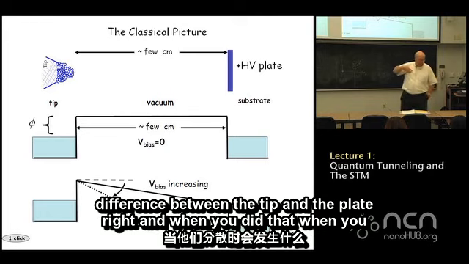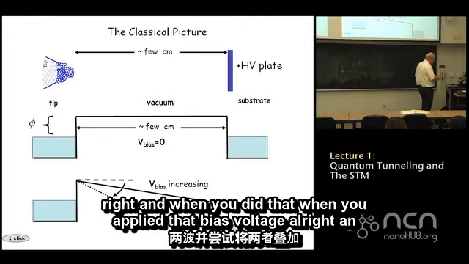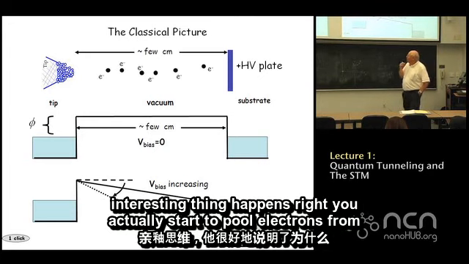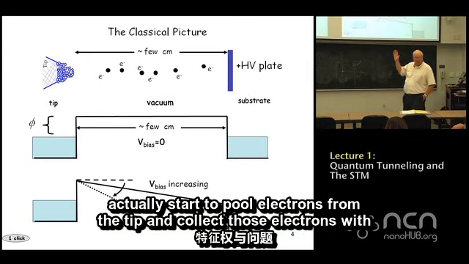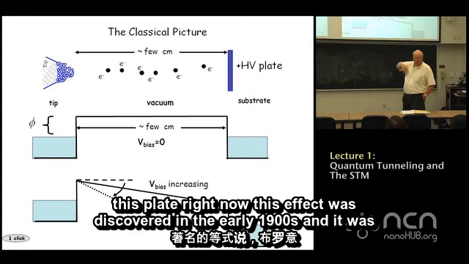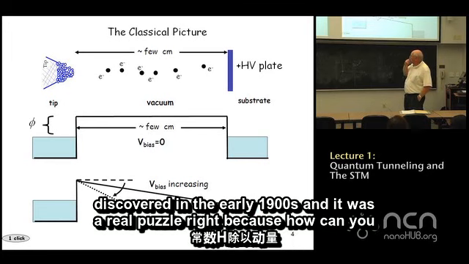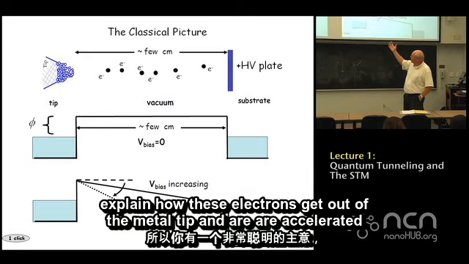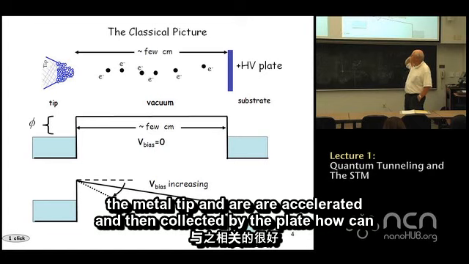And when you did that, when you applied that bias voltage, an interesting thing happens, right? You actually start to pull electrons from the tip and collect those electrons with this plate, right? Now, this effect was discovered in the early 1900s, and it was a real puzzle, right? Because how can you explain how these electrons get out of the metal tip and are accelerated and then collected by the plate? How can you explain that?